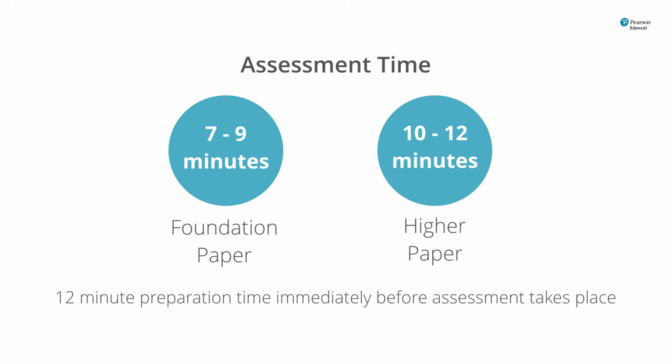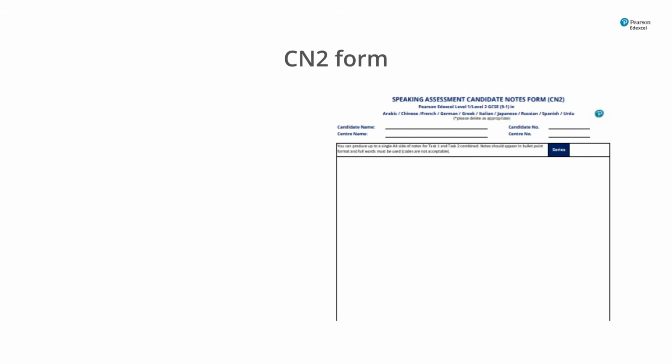Candidates must be allowed 12 minutes preparation time under supervised conditions to prepare for the role play and picture-based task. The preparation time is immediately before they sit the examination and must only be used to prepare tasks 1 and 2. Students have 1 side of A4 to write their notes on. This form is known as the CN2 form. You may download the form from course materials, Forms and Administration on the Pearson Edexcel website. This is to be used for the first 2 tasks.